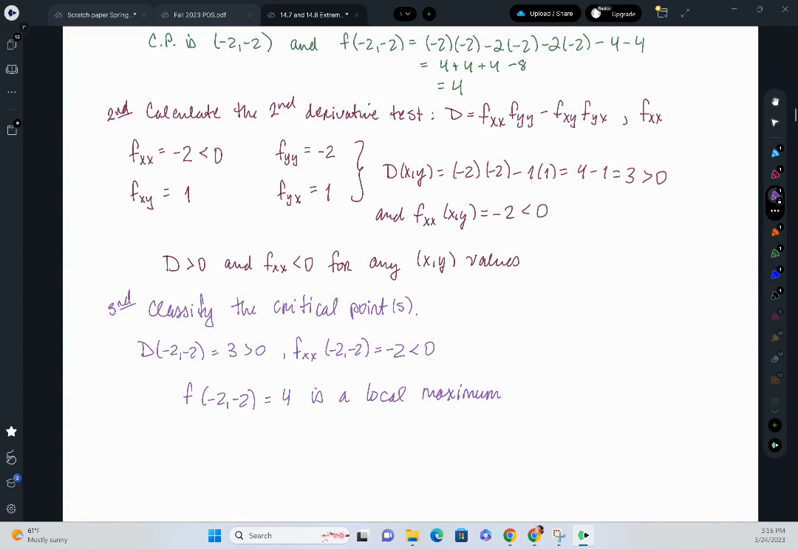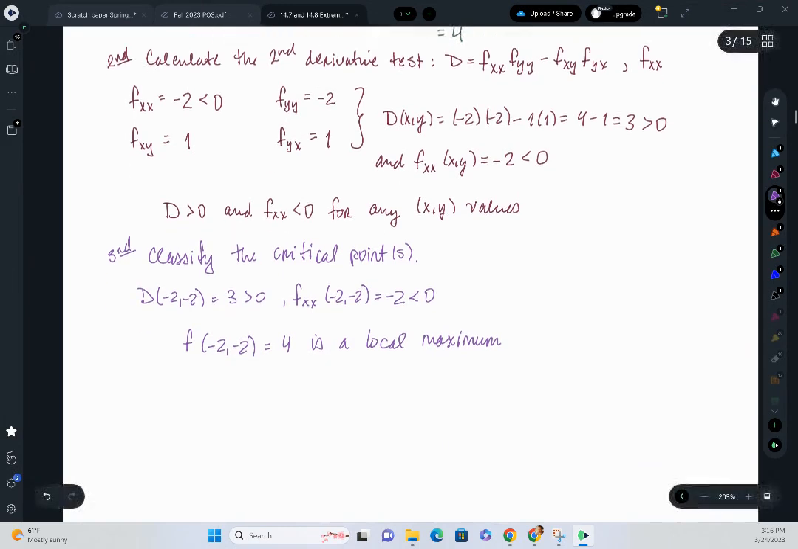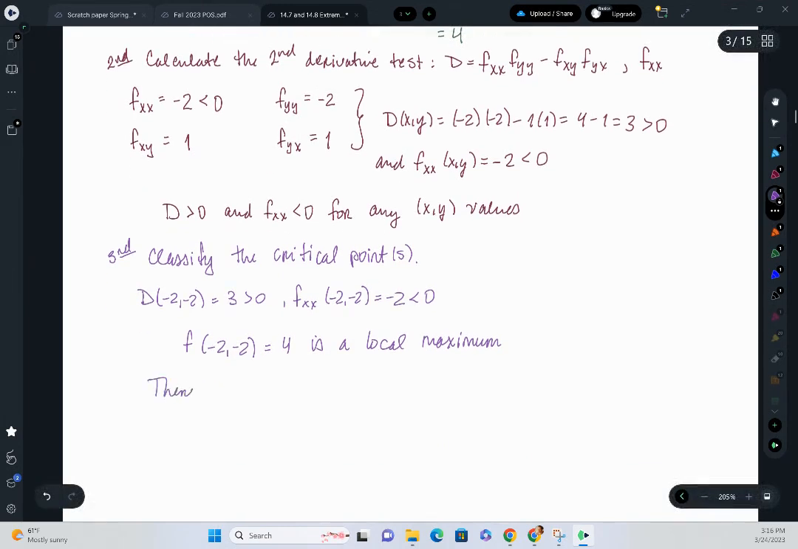But if f sub xx is negative, negative things make me unhappy, which makes me frown, and a frown has a maximum. So that means that when f sub xx is negative, I have a local maximum. I know it's silly, but maybe that'll help you remember. Okay, so I have a local maximum. There is no local min or saddle points.